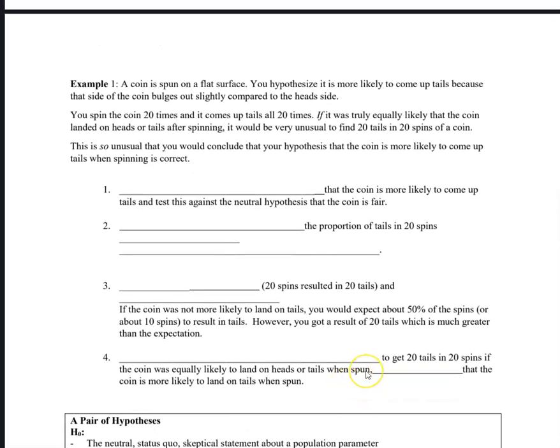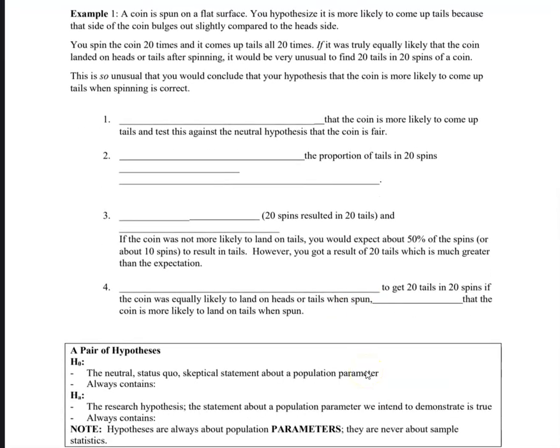Let's look at a quick example here. Suppose a coin is spun on a flat surface. You hypothesize that it is more likely to come up tails because that side of the coin bulges out slightly compared to the head side. So think about it. If you spin the coin 20 times, all right, if it's truly a fair coin, how many of those times would you expect it to land on tails? Well, you would expect it to land on tails half of that, or 10 times, right?